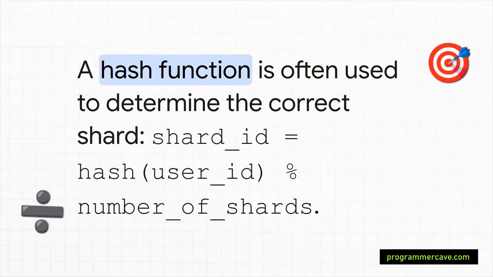Okay, don't let the code here scare you. The concept is really simple. You can use a basic math formula. You take the sharding key, like the user ID, run it through a quick hashing function, and use the remainder, that's the %, to figure out which shard it belongs to. This little piece of logic becomes the traffic cop for all your data.